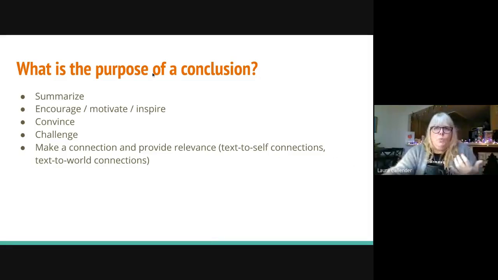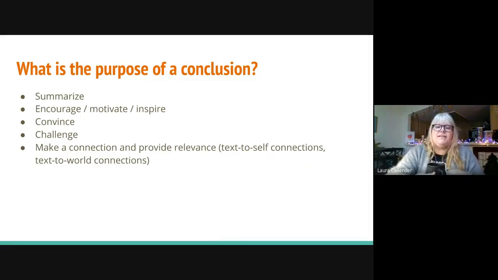So why do we have to have a conclusion anyway? Well, we want to summarize for our reader, help them kind of see what those main points were and repeat those main points in a new way to help them understand. We want to maybe encourage our reader or motivate them or inspire them, give them a reason for having read your paper. Maybe we're trying to convince them of something or challenge them in some way.